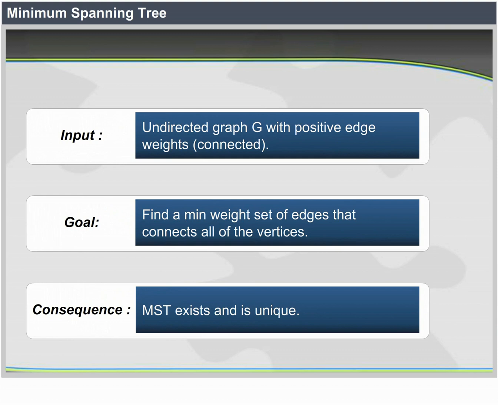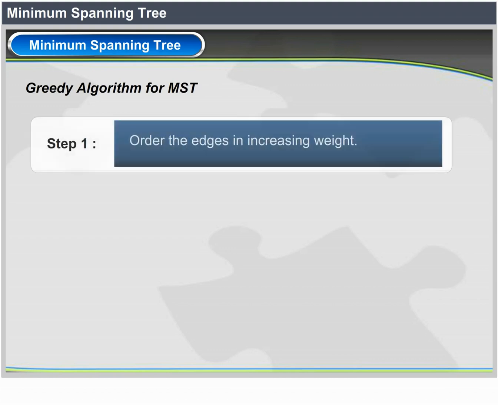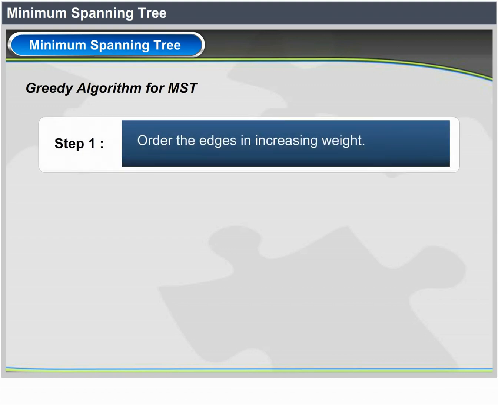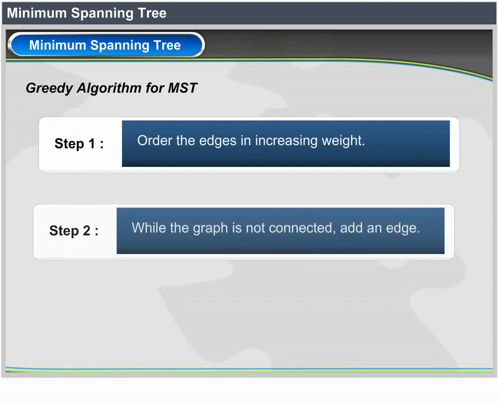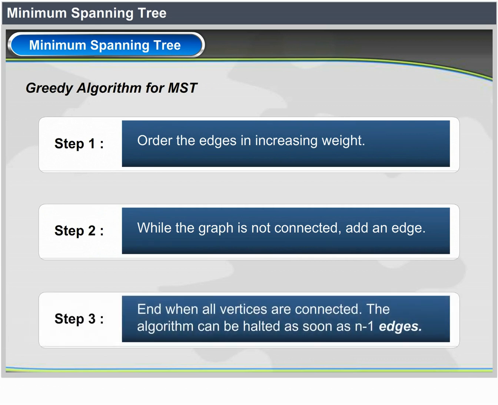Greedy algorithm for minimum spanning tree. Step 1: order the edges in increasing weight. Step 2: while the graph is not connected, add an edge. Step 3: end when all vertices are connected. The algorithm can be halted as soon as n-1 edges are added.